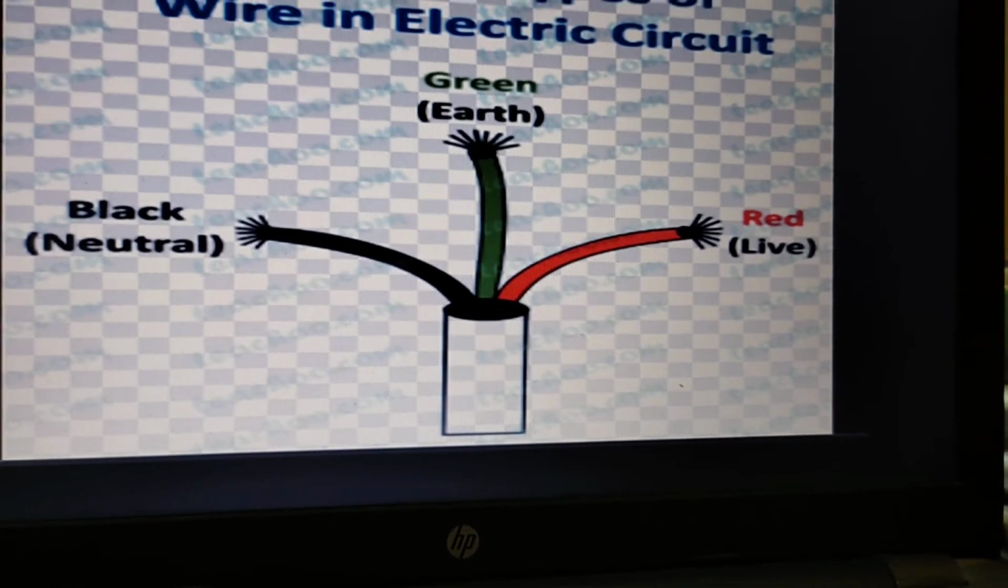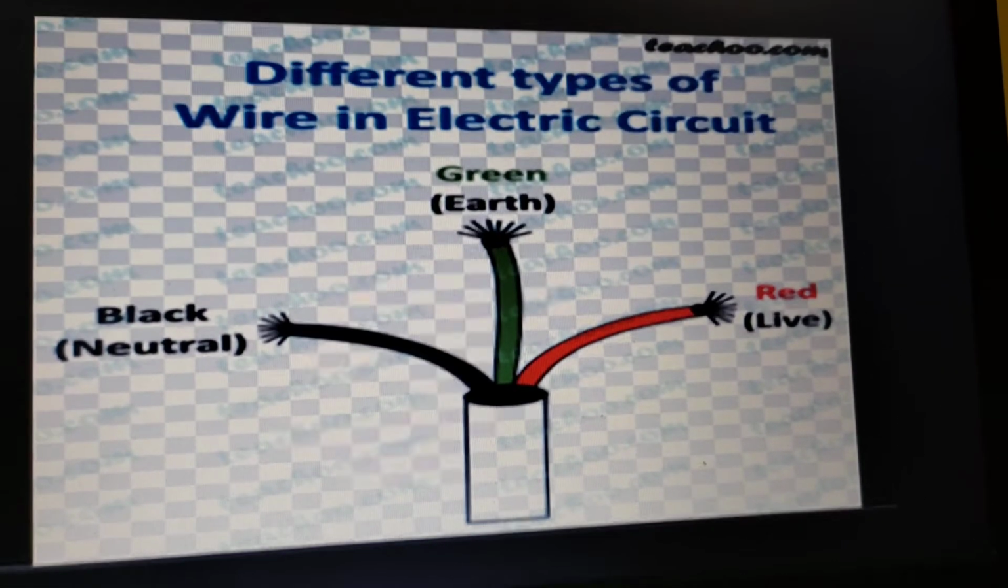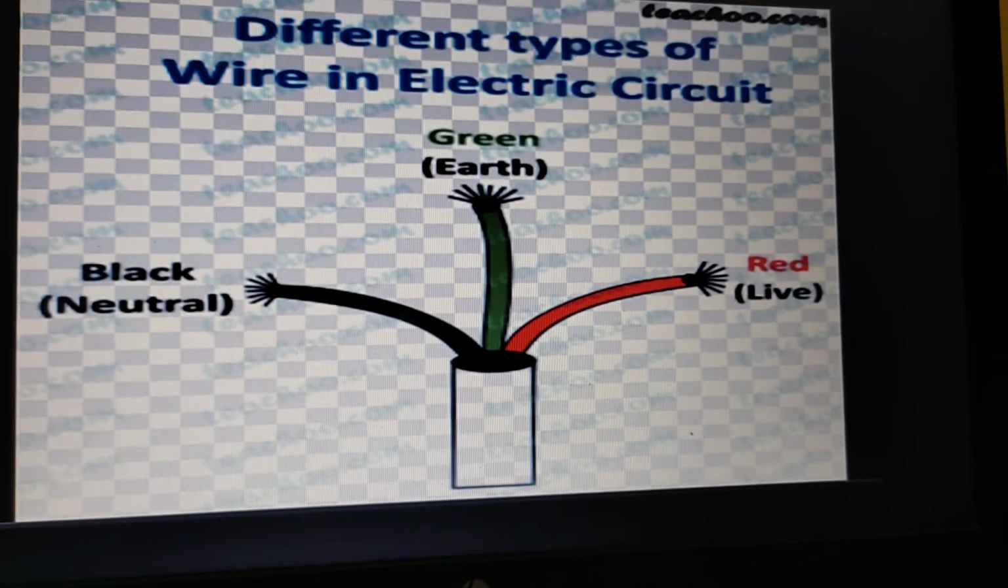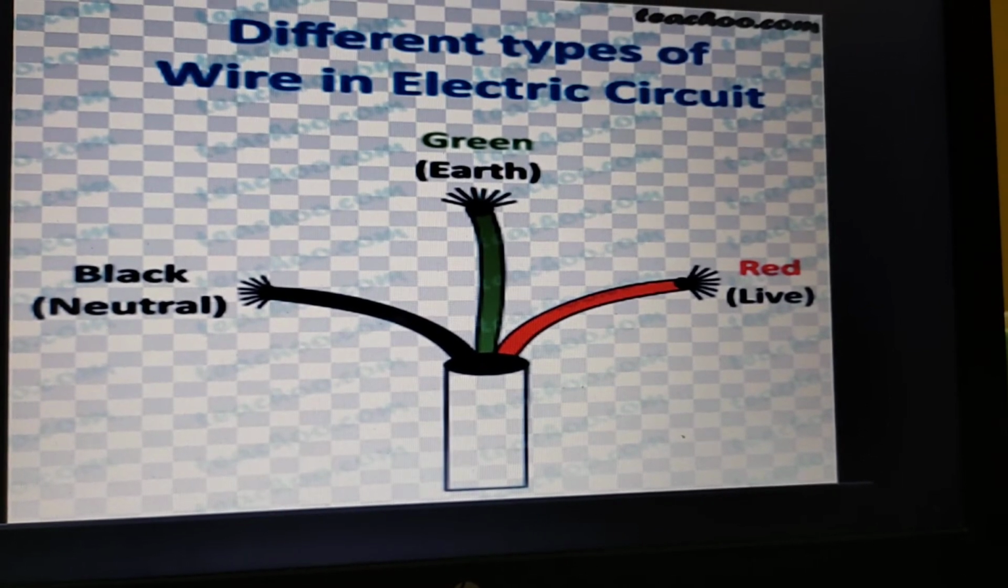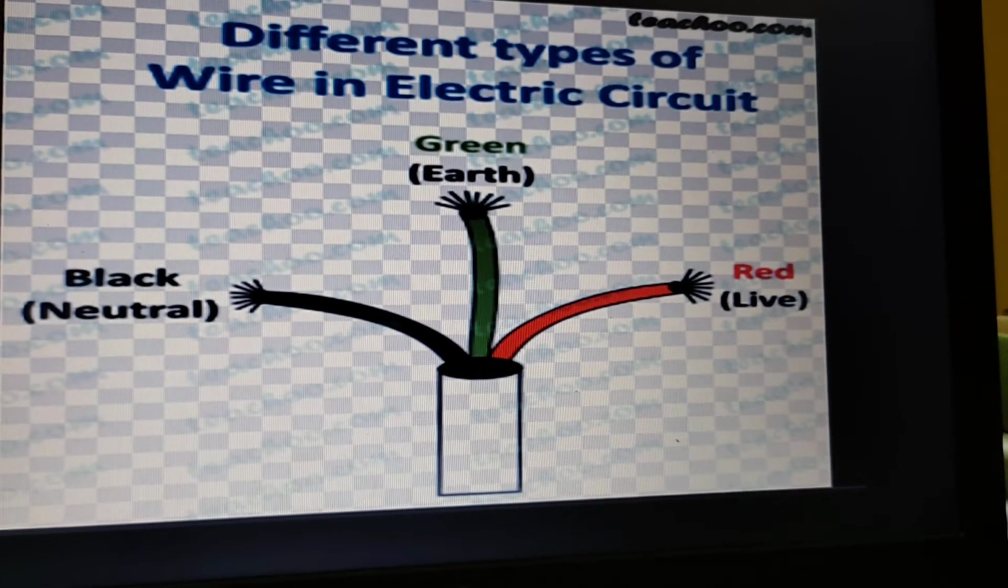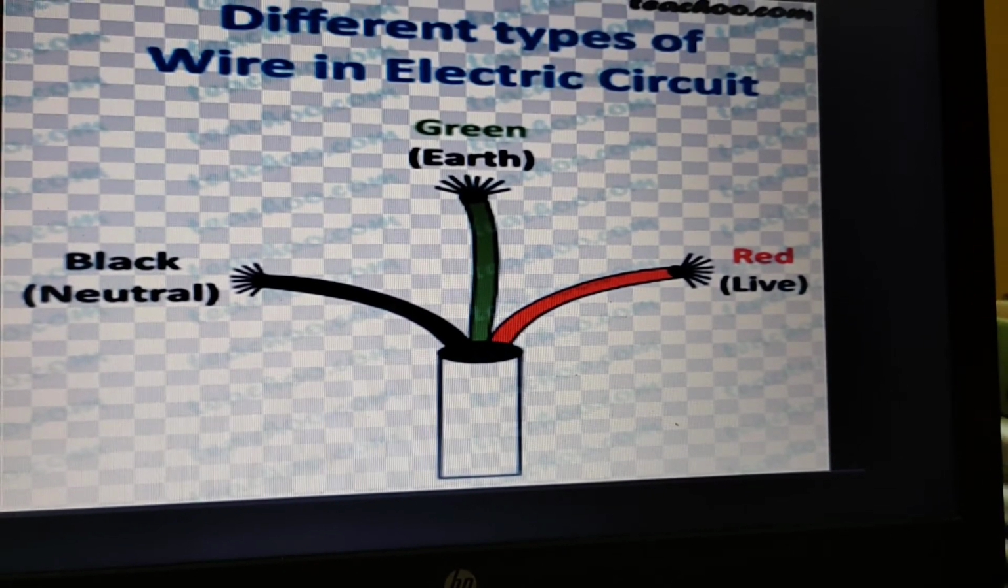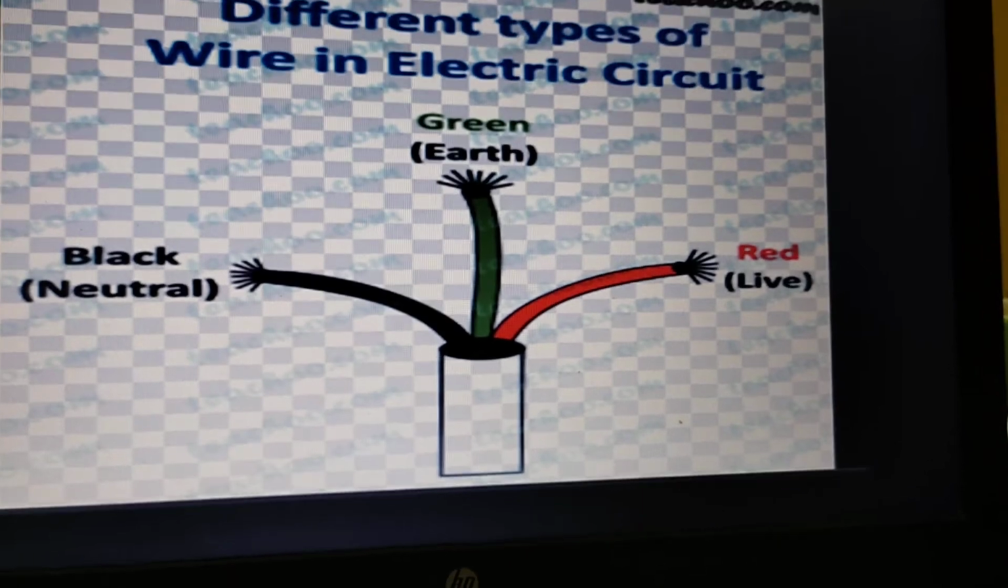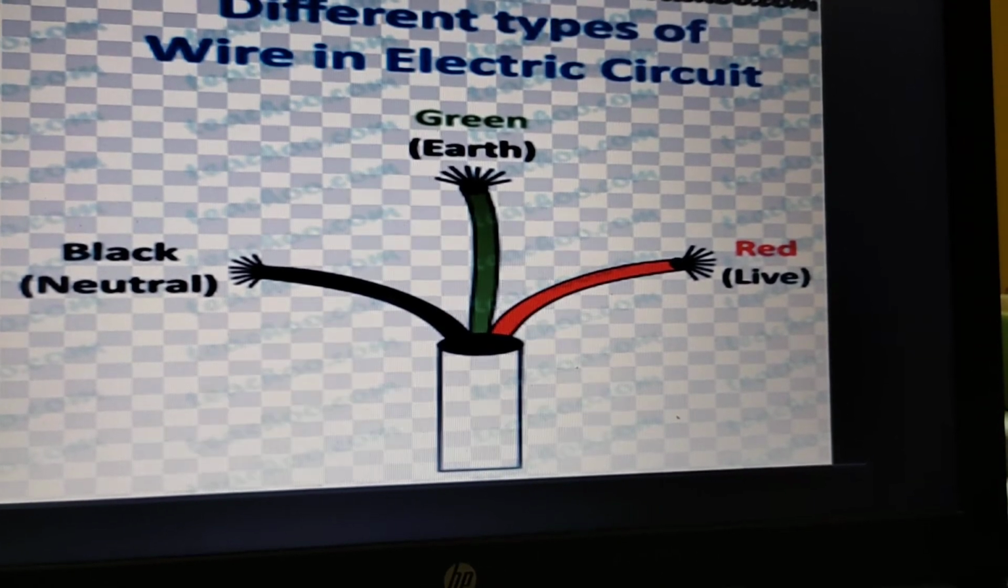Now what is the purpose of these three lines? Red is connected to the positive terminal of the voltage source, green is connected to earth, and neutral is connected to the negative terminal of the voltage source. Now what is the purpose of green?